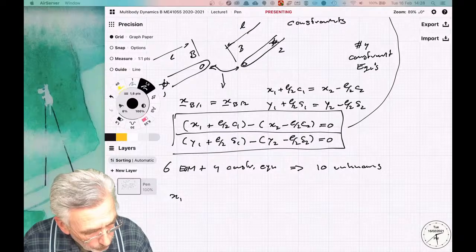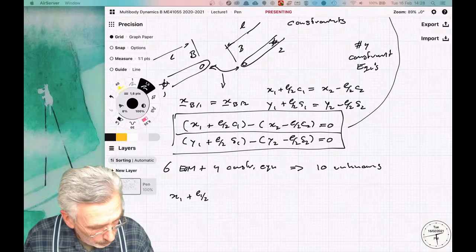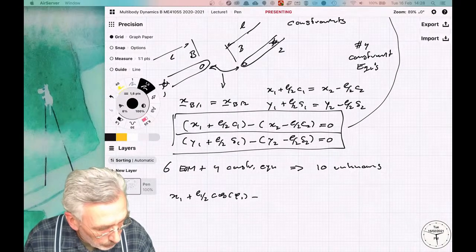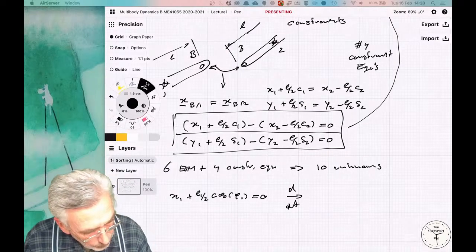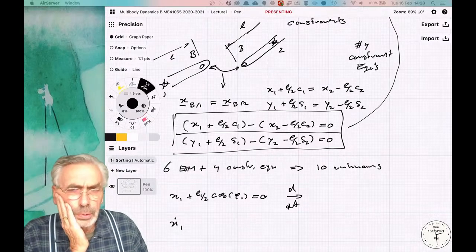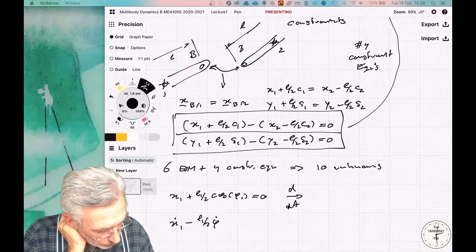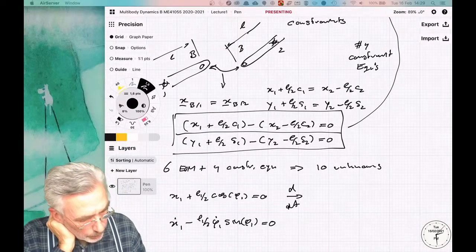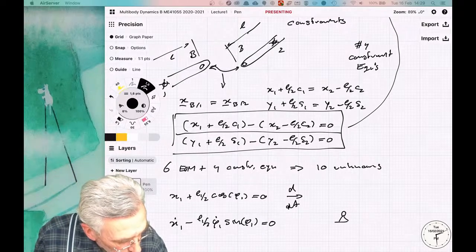So we say, well, x1 plus L1 over 2 cosine phi1, and now I write it out to be clear, is 0. Then we differentiate d/dt with respect to time, and then we get x dot 1. Well, the derivative of cosine is minus sine, so minus L over 2 phi dot 1 sine phi1 is 0. So that is the constraint in the velocity.